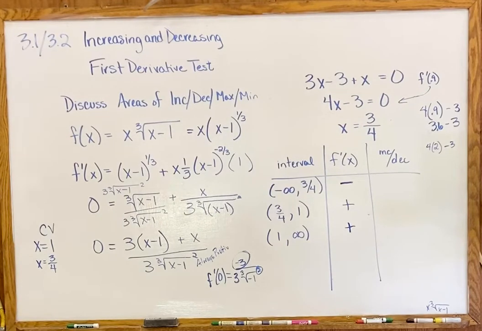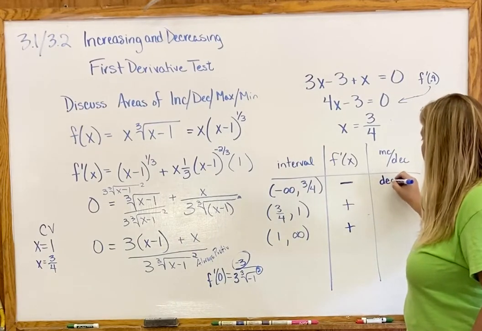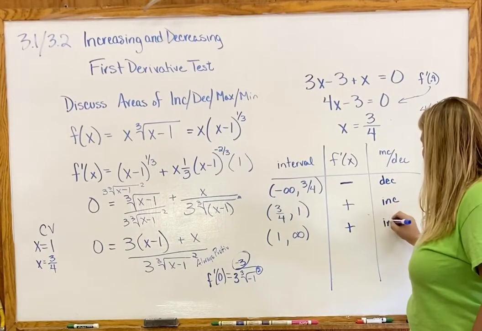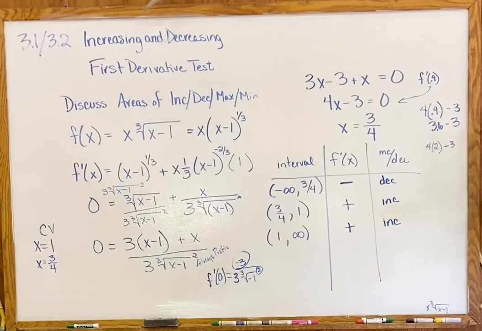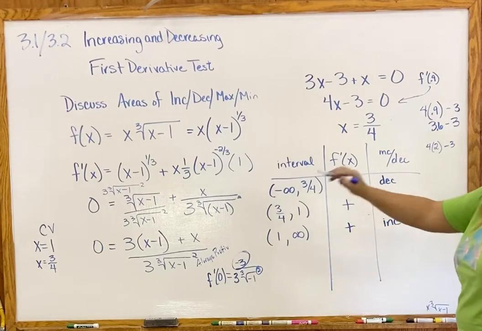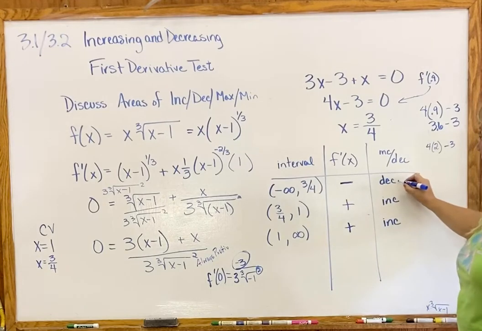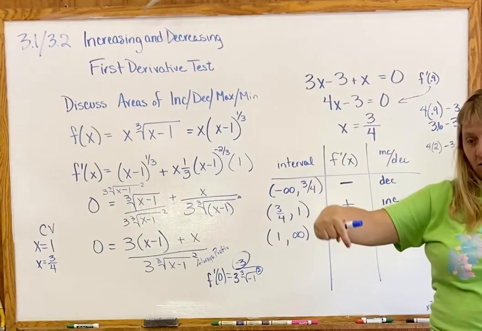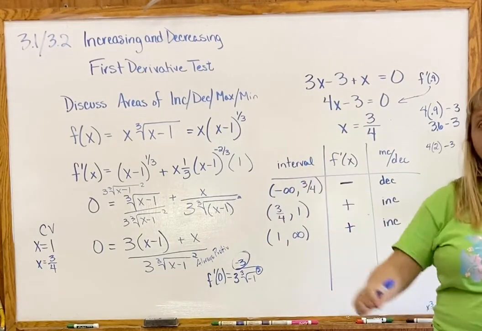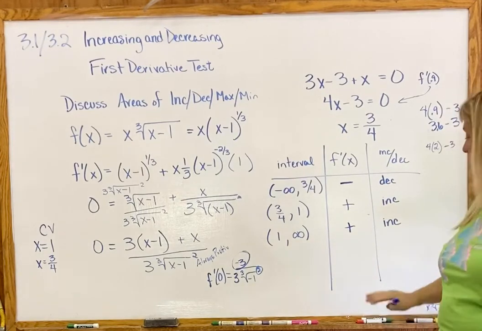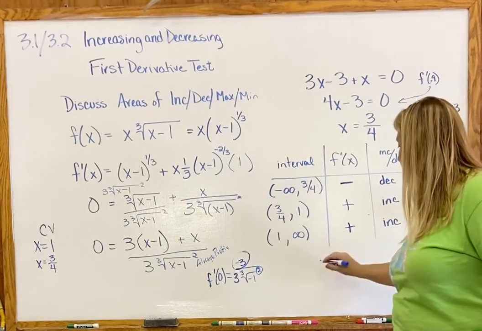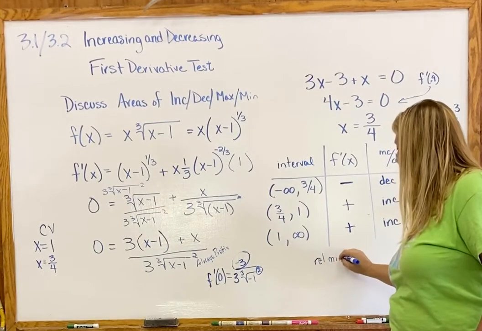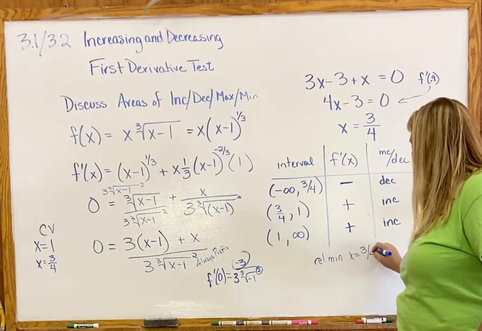So that's your clue there, that it doesn't always go negative, positive, negative, positive. But that means we've got decreasing here, and then increasing, and then increasing again. Now remember, we also want to discuss whether we have minimums or maximums. So at 3/4, on one side it's going down, decreasing, and then it turns and goes increasing, which means that we have a relative minimum at 3/4. Relative min at x equals 3/4.